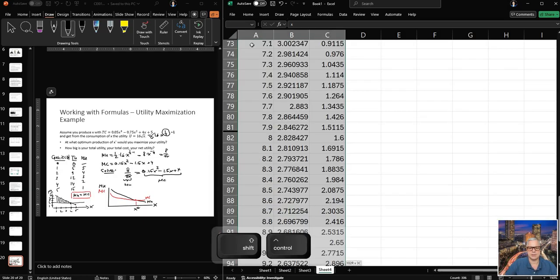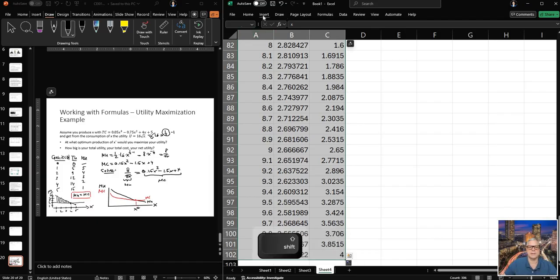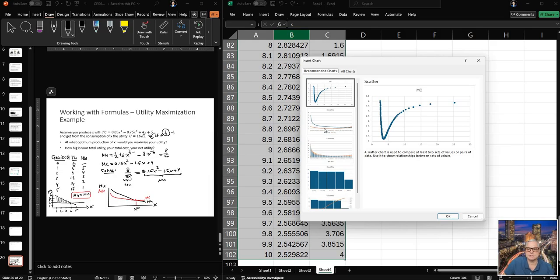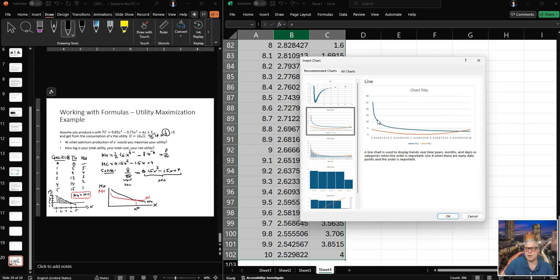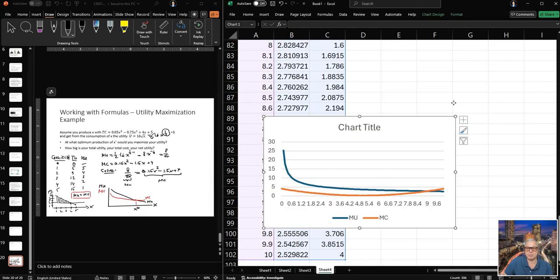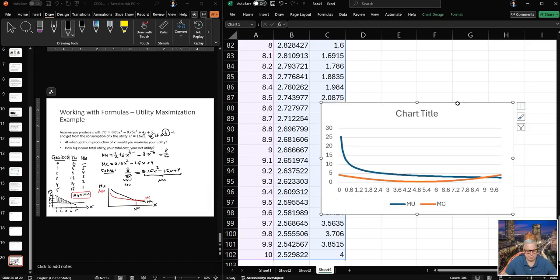I highlight all columns, and then I go to Insert, Recommended Charts, and Excel will know that the first column will be the x-axis, and you can see here's a graph. It looks very similar to what we had here.